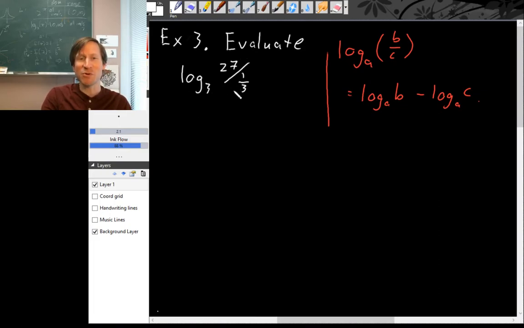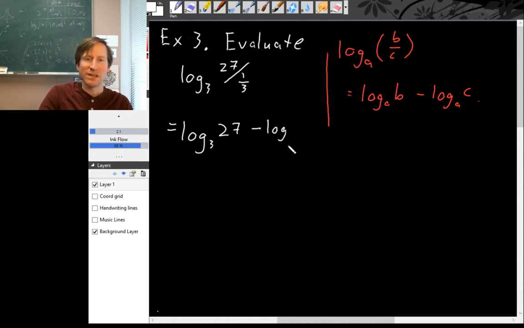Okay, since we have a quotient inside, we can use this quotient to difference property of logarithms to rewrite our log. This is log base 3 of 27 minus log base 3 of a third. Okay, log base 3 of 27. Let's see, what power of 3 would give us 27? That's the third power. 3 cubed is 27 minus, and then what power of 3 would give us a third? That's minus 1, since 3 to the minus first is a third. And now we just have some arithmetic to do. This is 4.